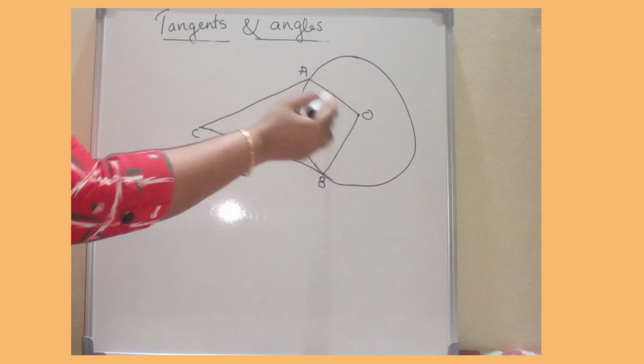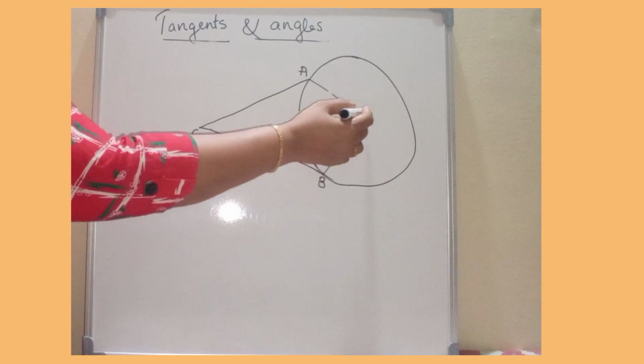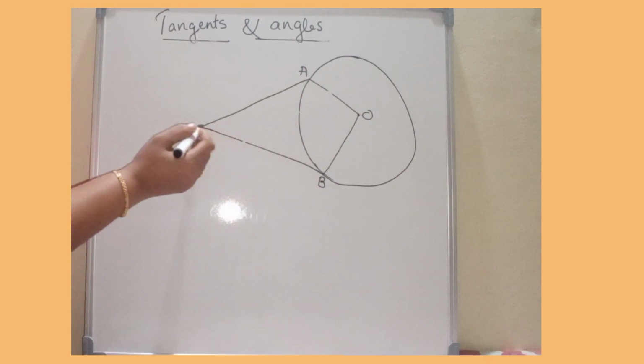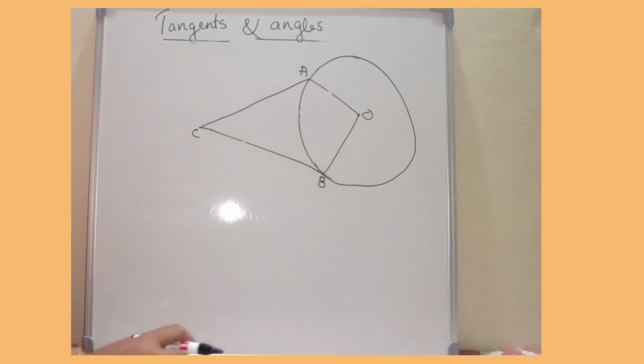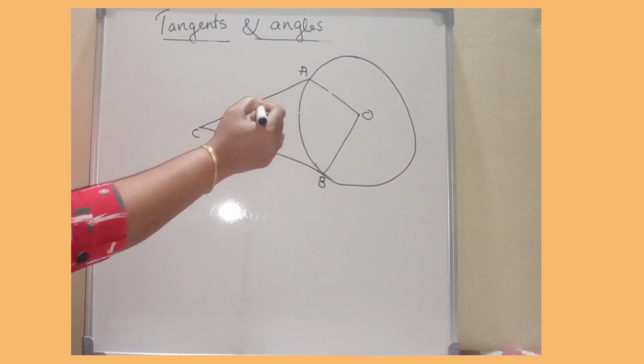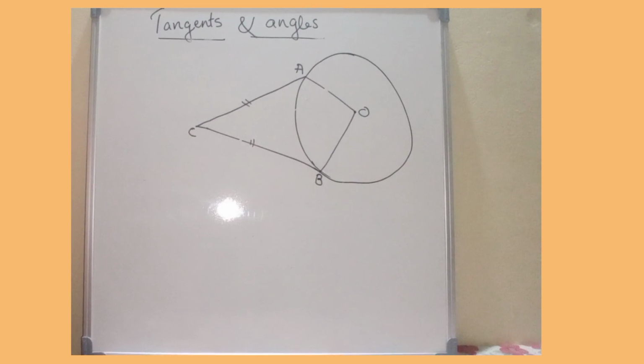In the figure, OA and OB are the radii of the circle. O is the center of the circle. AC and BC are the tangents through the points A and B. We need to prove that the tangents have equal length. That is, we need to prove CA and CB are equal. Okay, how do we prove that? This is the first part of the question.